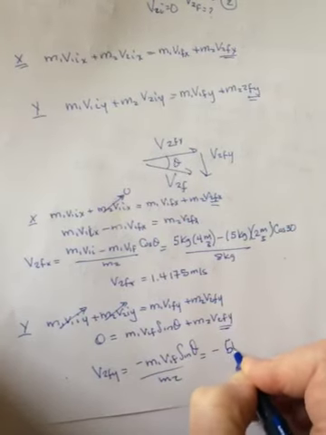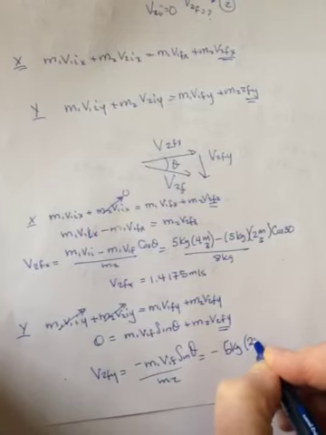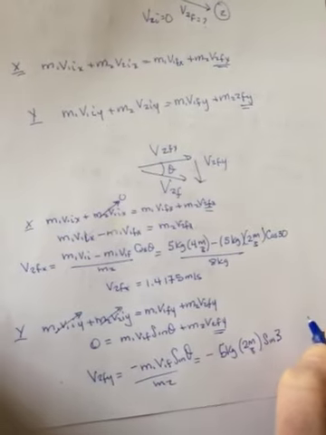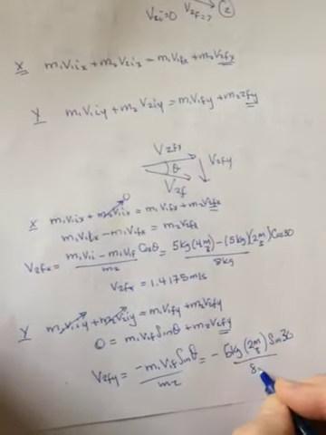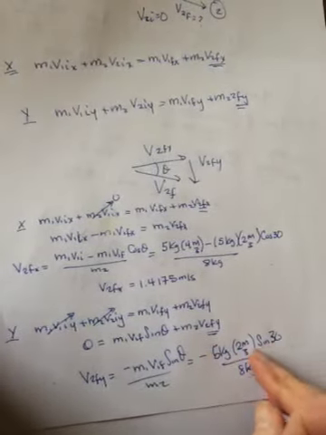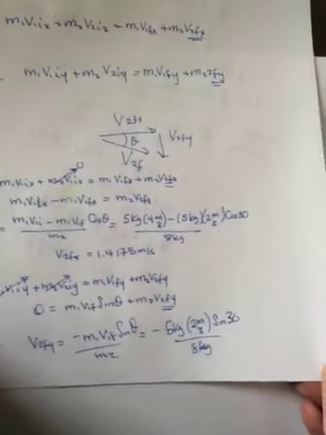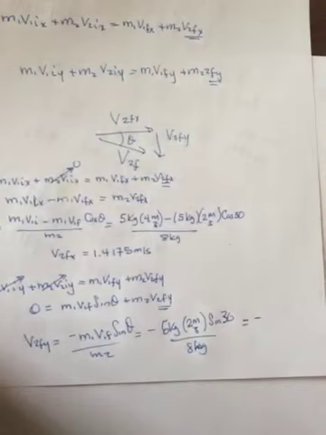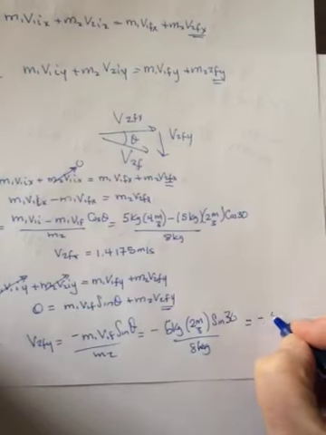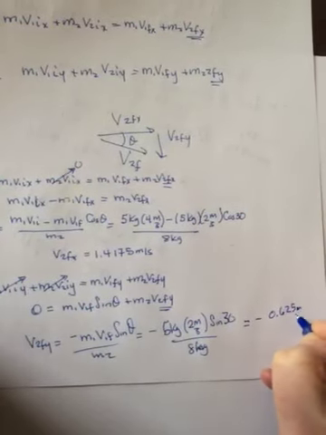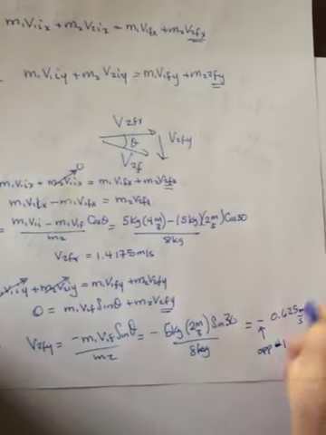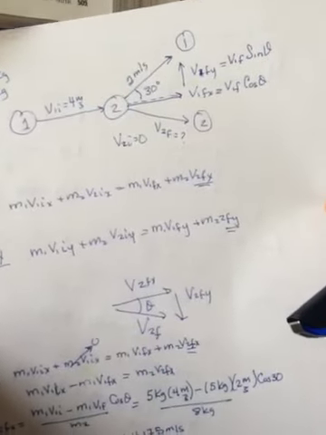So negative 5 kilograms. The v1 final was 2 meters per second. Sine of 30, I think it was, yeah, sine of 30 divided by 8 kilograms. So 5 on the top, half of 2 is 1, so negative 5 over 8. So negative 0.625 meters per second. And the negative just means the opposite direction to number 1. In this case, number 1 was going up, so the negative means going down.